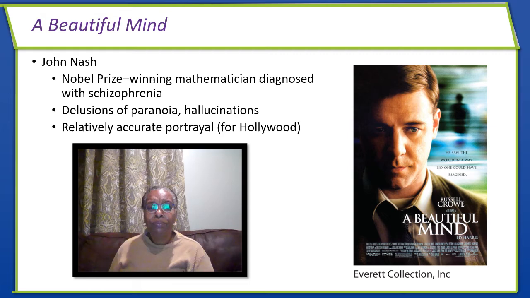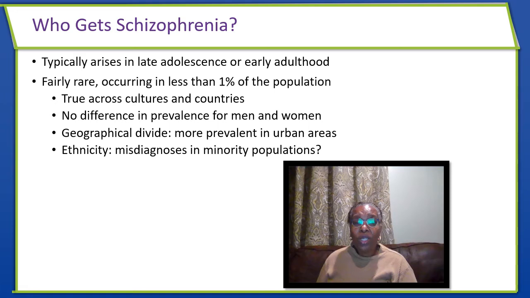So who can get schizophrenia anyway? Usually we notice that the prevalence is high during later adolescence into early adulthood. It's really rare, occurring in less than 1% of the population, and it holds through different cultures as well as countries.